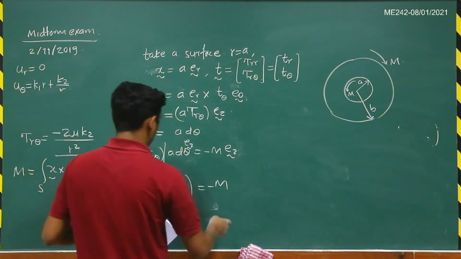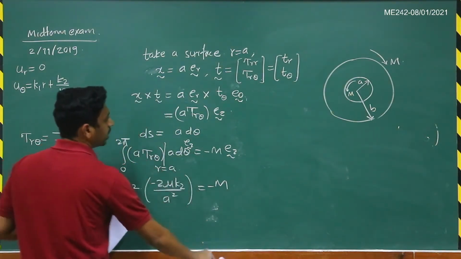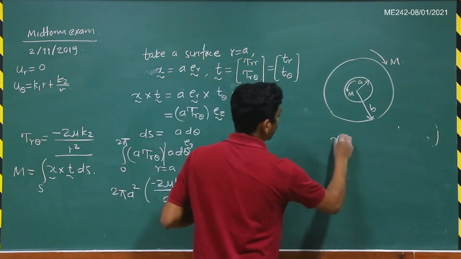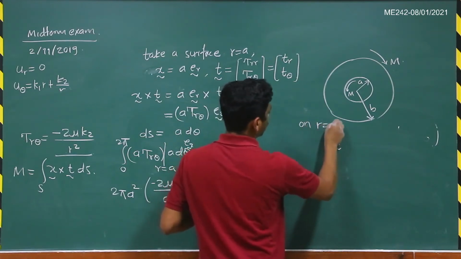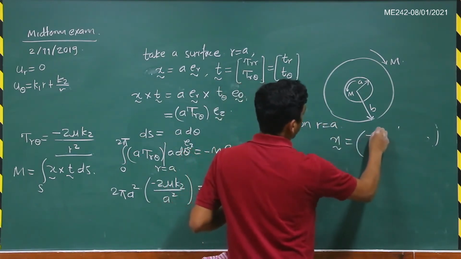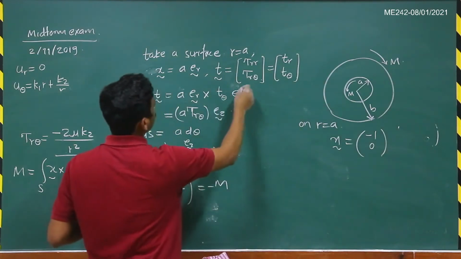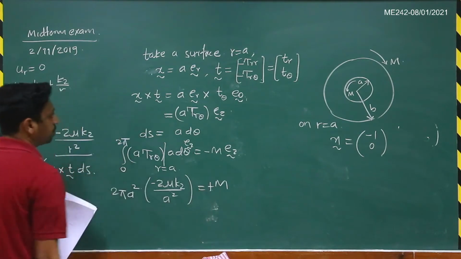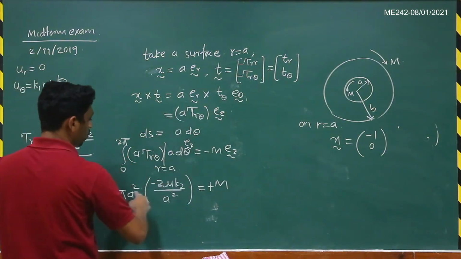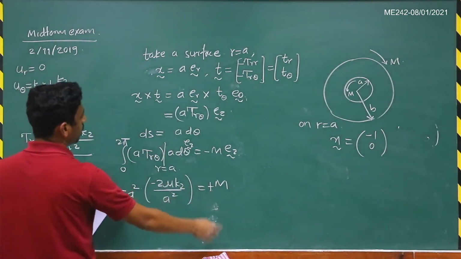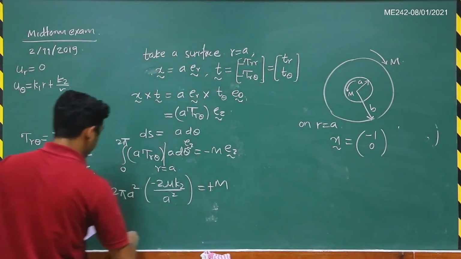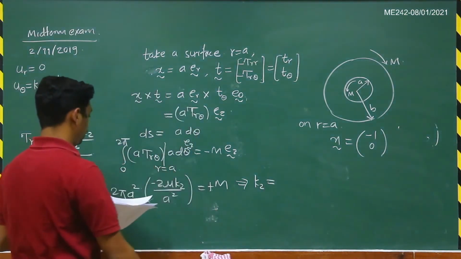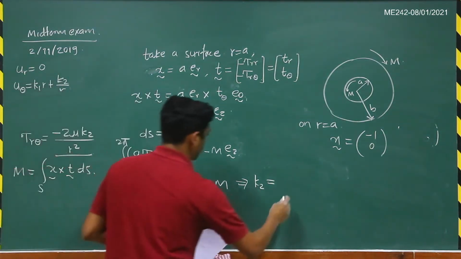Okay, so I have made a mistake with this sign here, because this normal, on r equals a, is actually minus 1, 0. So these tractions will be minus tau r, minus tau r theta. So here we get a plus sign, and this will be minus. So I have compensated one negative sign over here, and we have got this condition. By solving this, we get k2, where a square got cancelled.